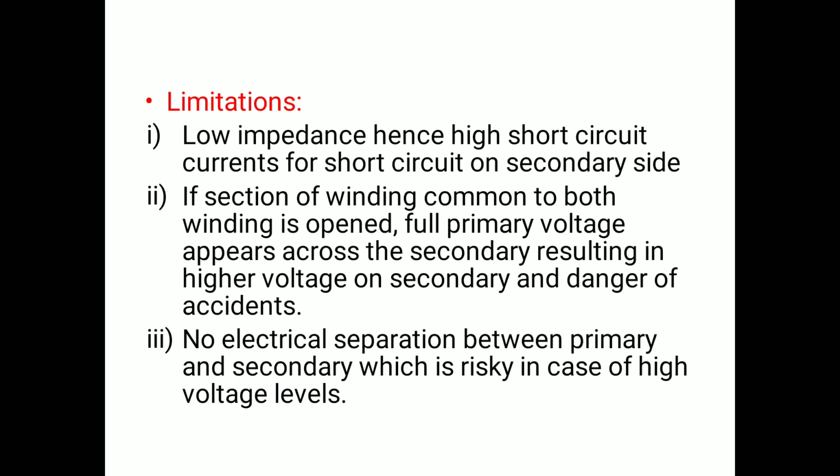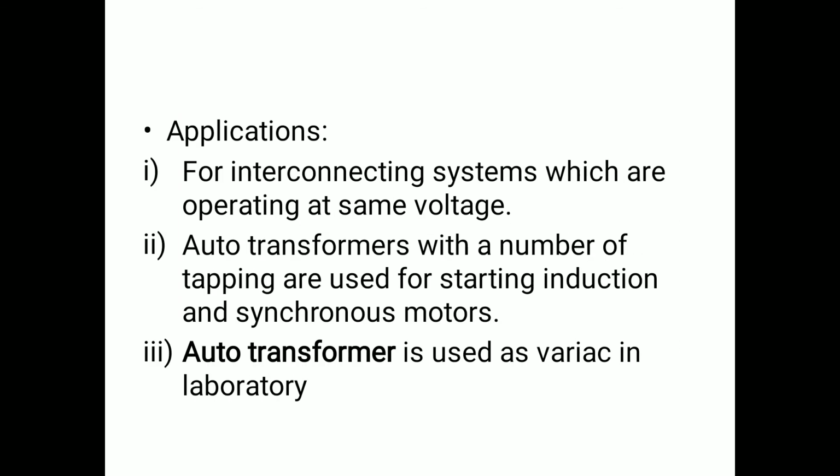Limitations: low impedance. Low impedance means low resistance, hence high short circuit currents on short circuit on the secondary side. If the section of winding common to both windings is open, full primary voltage appears across the secondary, resulting in higher voltage on secondary and danger of accidents. Now there is no electrical separation between primary and secondary, which is risky in case of high voltage levels.